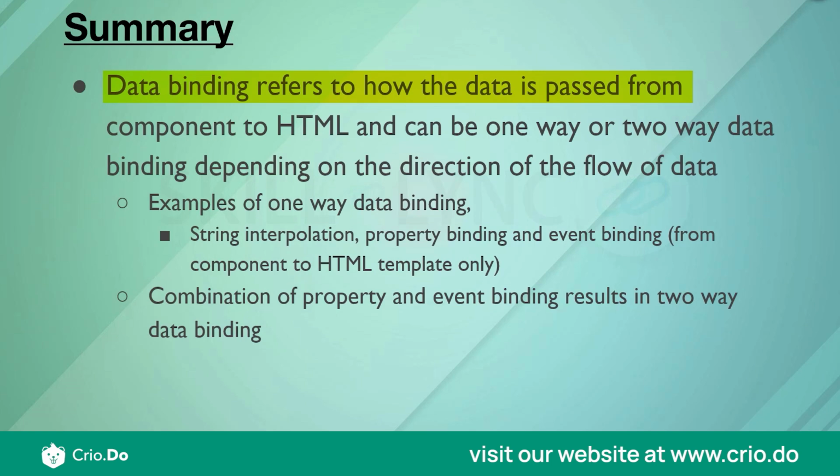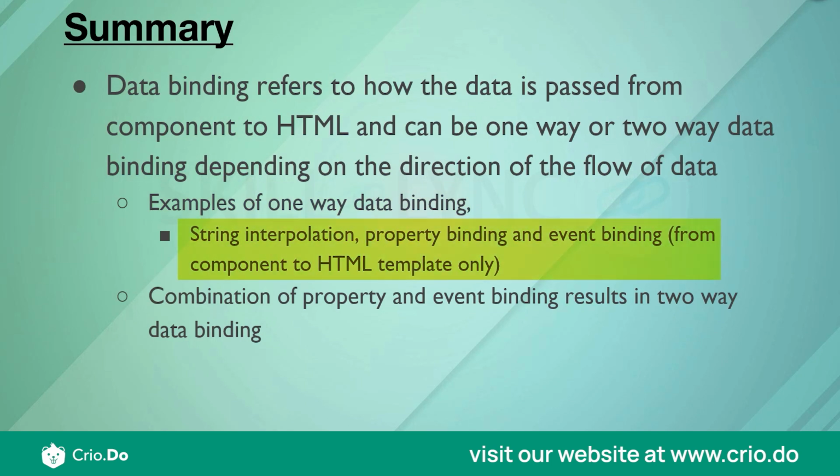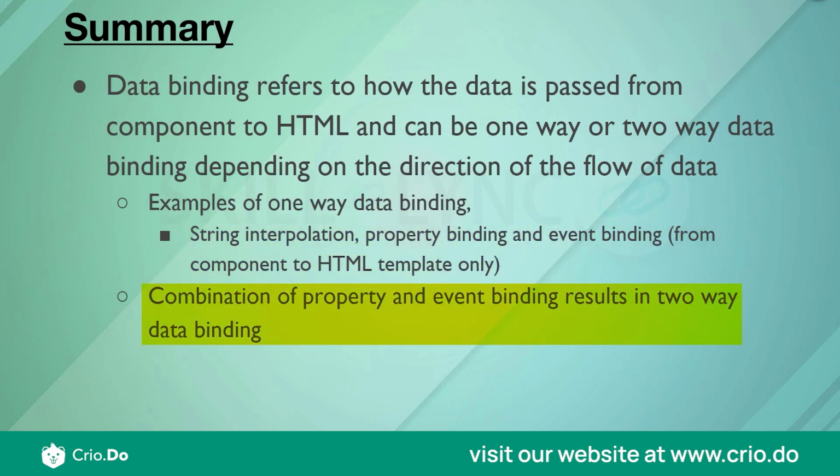We also understood how data can be passed from the component to HTML or vice versa, either in a one-way or a two-way direction. Examples of one-way data binding are string interpolation, property binding, or event binding, and a combination of property and event binding is what results in two-way data binding, as we saw with the example of ngModel from the StackBlitz example that I showed you.